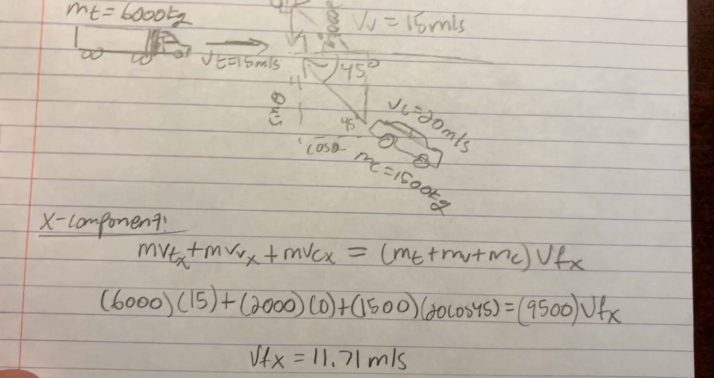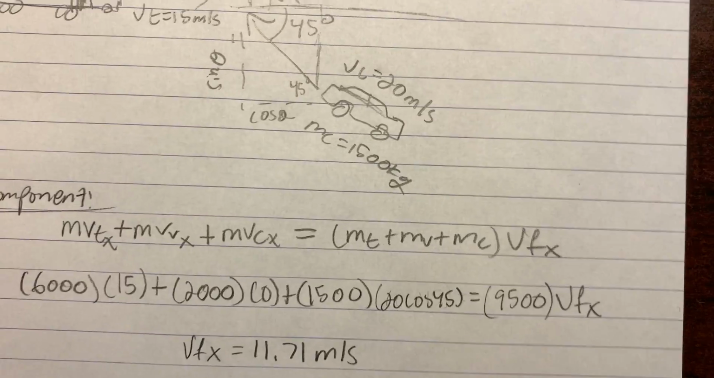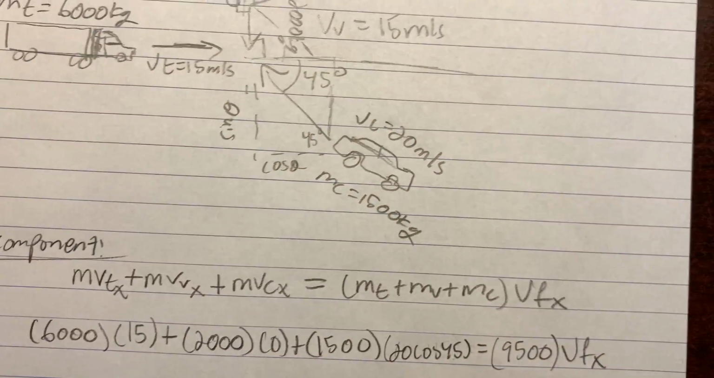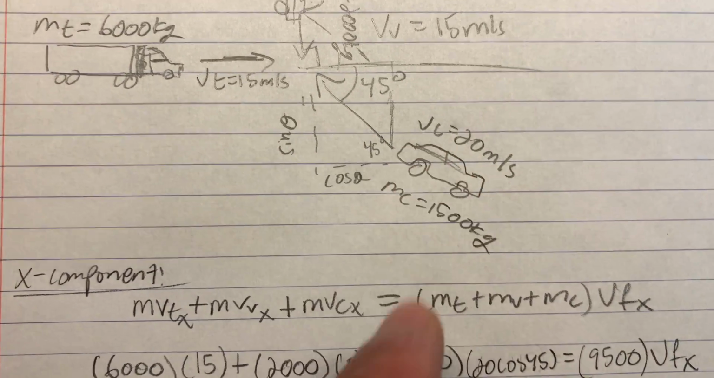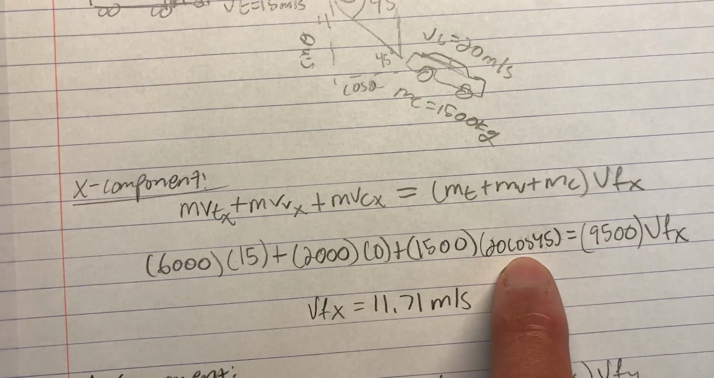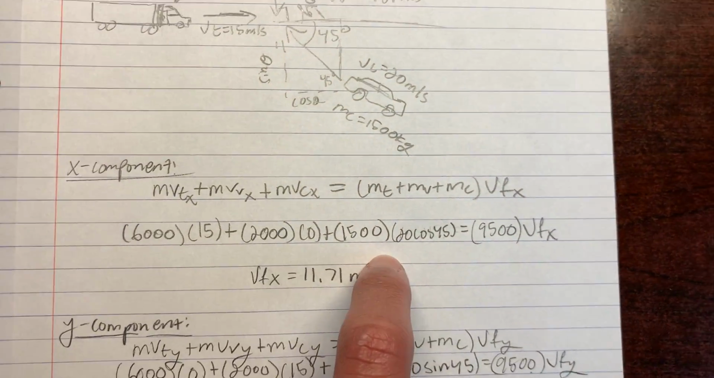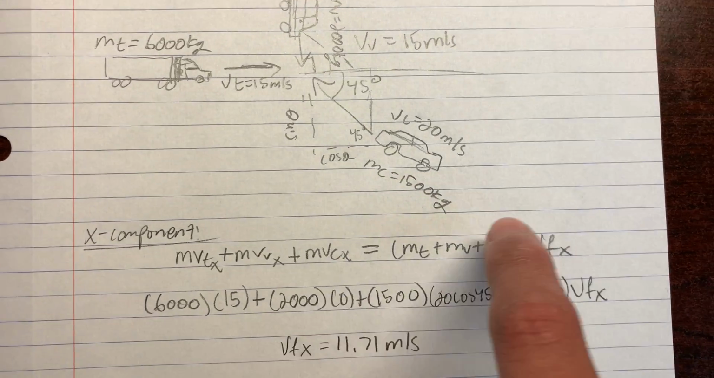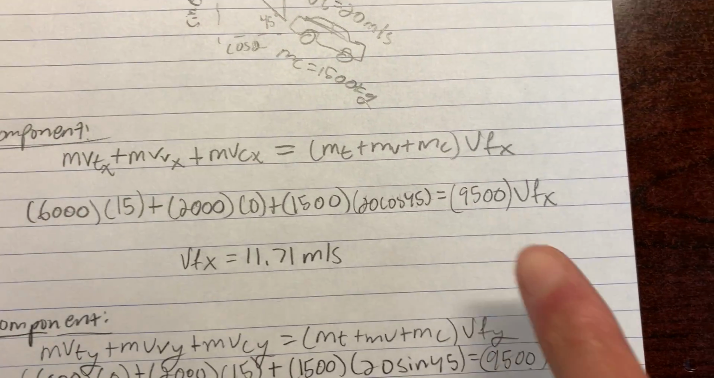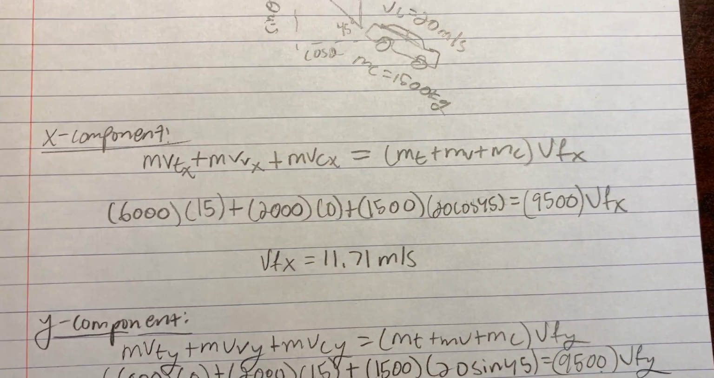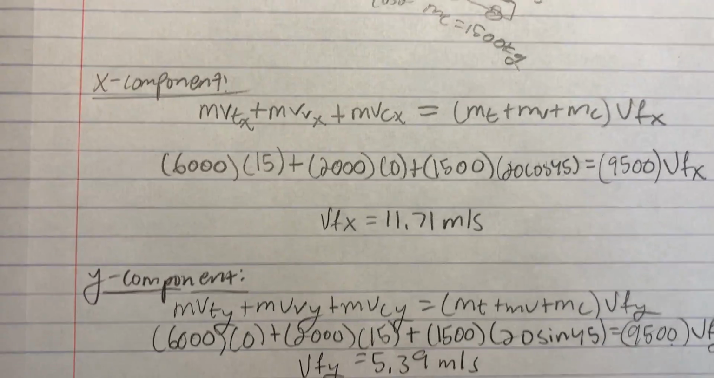And so we want the x-axis component of the velocity of this car, which is cosine. So you would do 20 meters per second cosine of 45 for the velocity in the x component, and the mass is 1,500 kilograms. So you'd plug that in, and that would all equal the total mass, because all the vehicles are combined together after the collision, which would be 9,500 times the final velocity in x direction, and you get 11.71 meters per second.